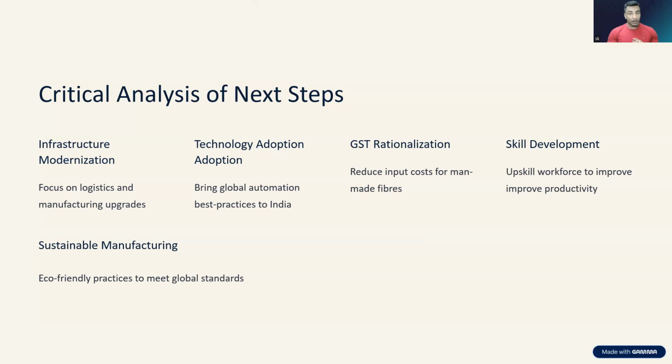Then you can talk about upgrading spinning, weaving, and finishing technologies. That will definitely improve quality, but at the same time, it will increase the production speed and reduce the wastage also. Then rationalizing the GST structure: high GST rates on synthetic fibers are currently making our Indian textiles less competitive. So if we can rationalize the tax structure, that can reduce the input cost and make our products more attractive in the international market.